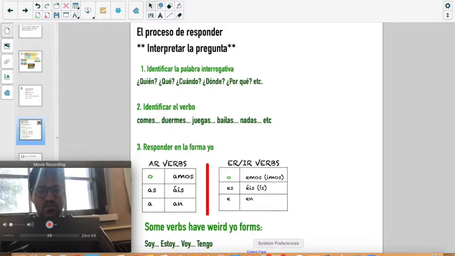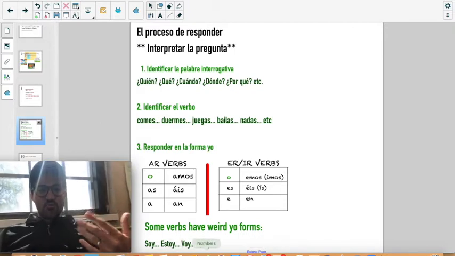Some verbs in the yo form have funky endings. So far, we've learned a few irregular verbs in the yo form. Yo soy. So if the question is ¿de dónde eres?, where are you from, you would respond yo soy de. If the question's ¿cómo estás?, how are you, you would respond yo estoy. If the question is ¿a dónde vas?, you would respond yo voy.